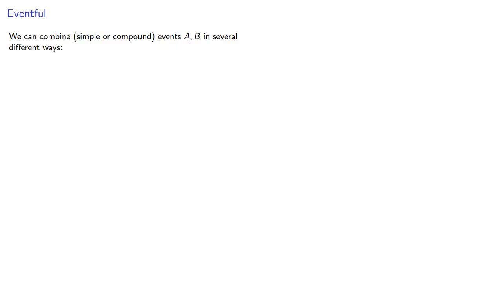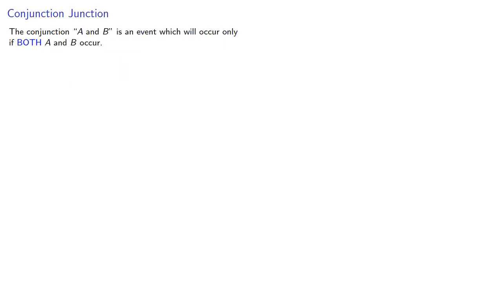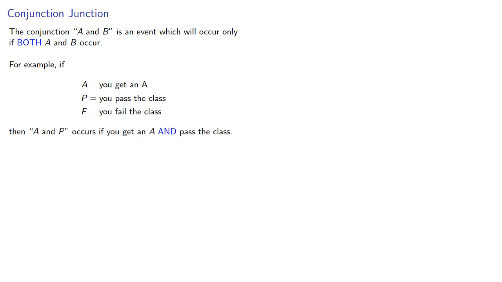We can combine simple or compound events A and B in several different ways. We can talk about the conjunction, A and B, or we could talk about the disjunction, A or B. The conjunction A and B is an event which will occur only if both A and B occur. For example, if A is the event you get an A, P is the event you pass the class, and F is you fail the class, then the compound event A and P occurs if you get an A and pass the class.